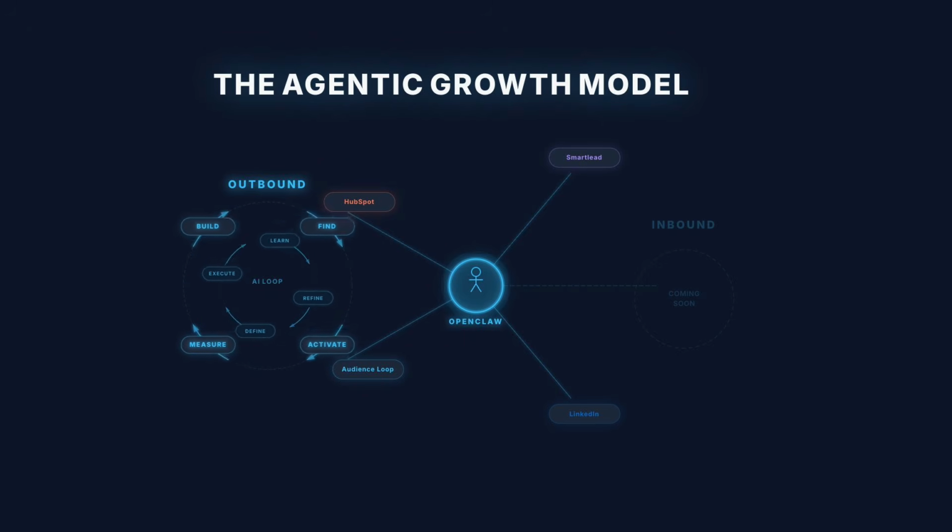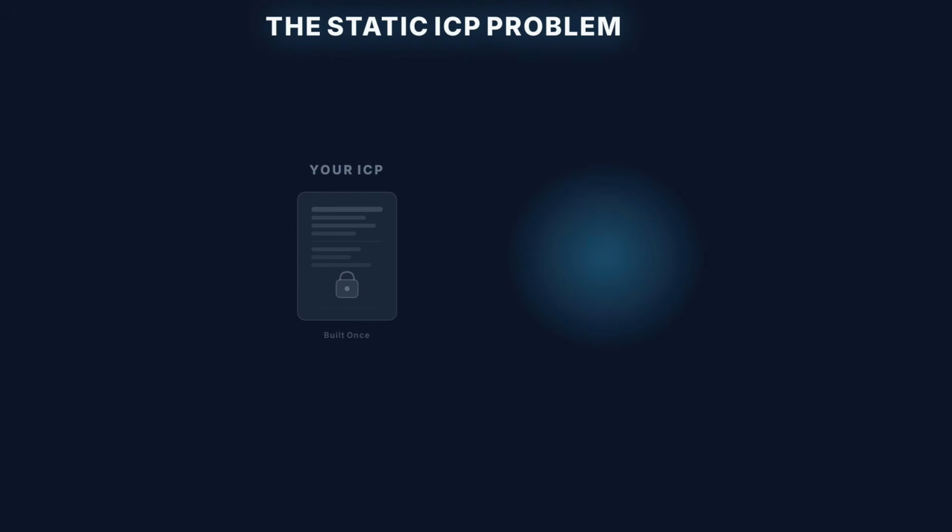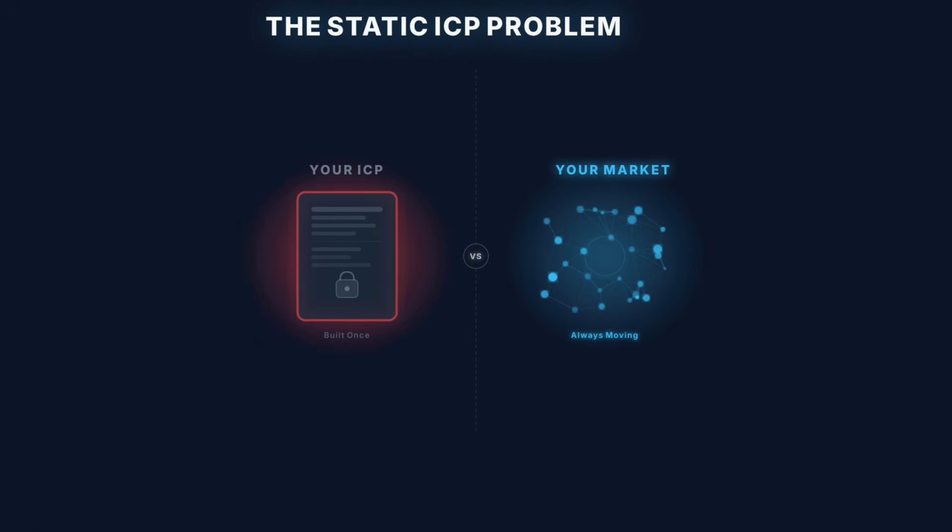What I'm building here is fundamentally a compound intelligence engine that can fuel growth. Most people build an ICP once and move on. It's static, while your market is dynamic, creating a fundamental misalignment that becomes a silent killer of many account-based motions.